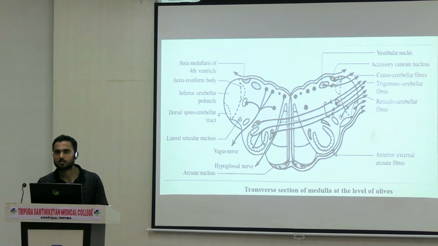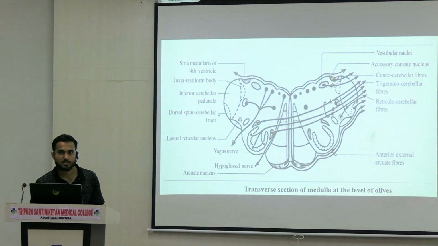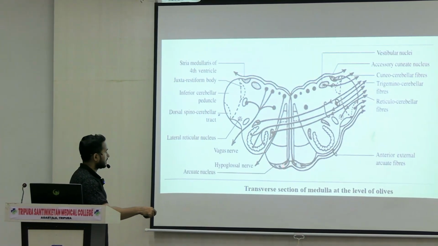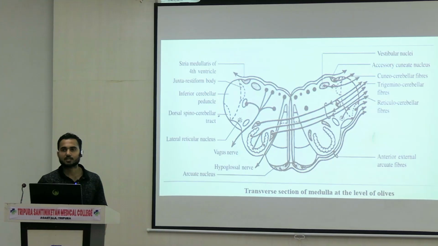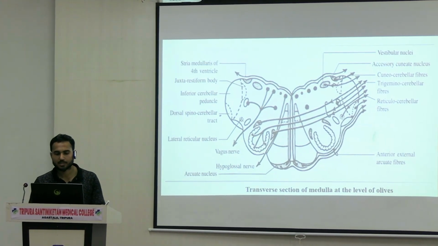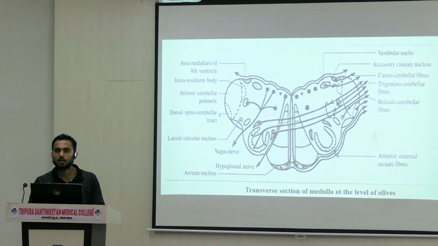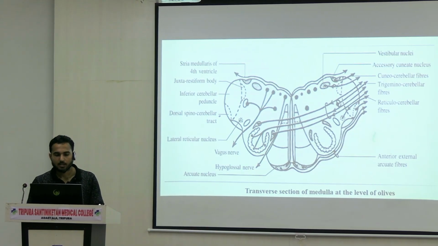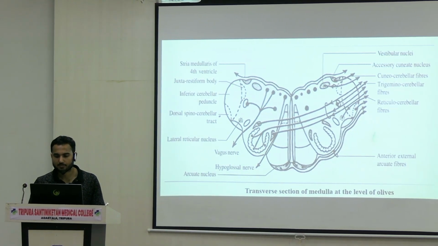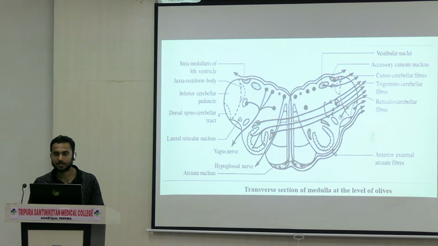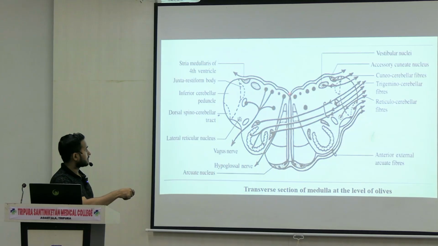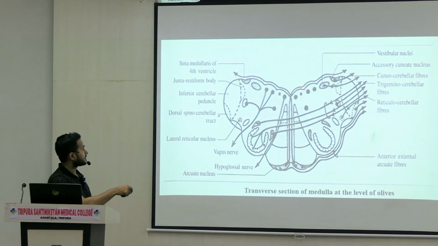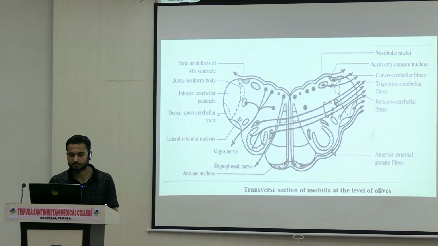Then the stria medullaris are also called anterior external arcuate fibers. Here you can see the arcuate nucleus. The fibers coming from here are called stria medullaris of the fourth ventricle, or anterior external arcuate fibers, which are present in the floor of the fourth ventricle. This arcuate nucleus receives fibers from the cerebral cortex and sends efferent fibers to the cerebellum. Here you can see anterior external arcuate fibers going to the cerebellum.